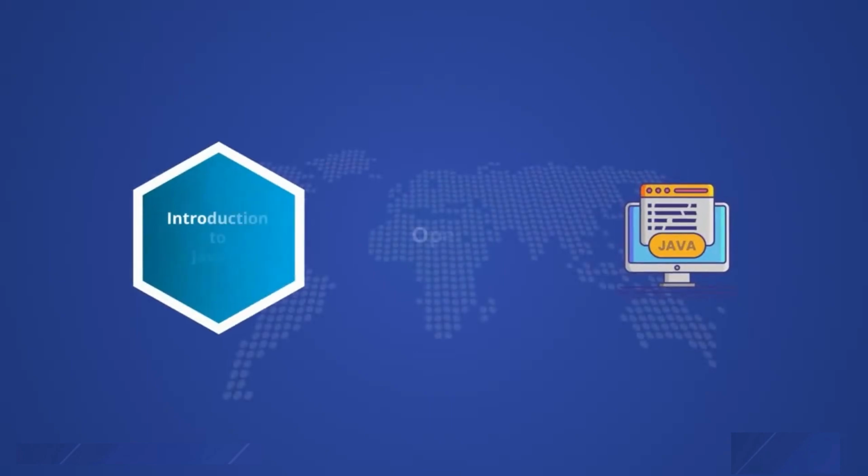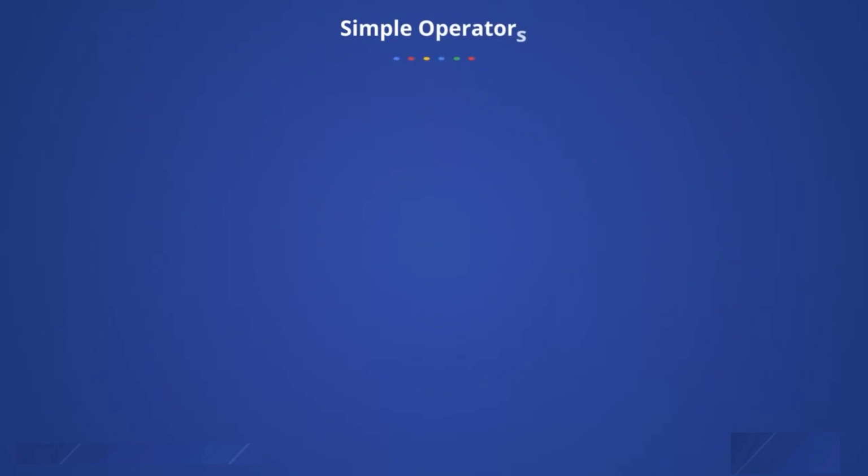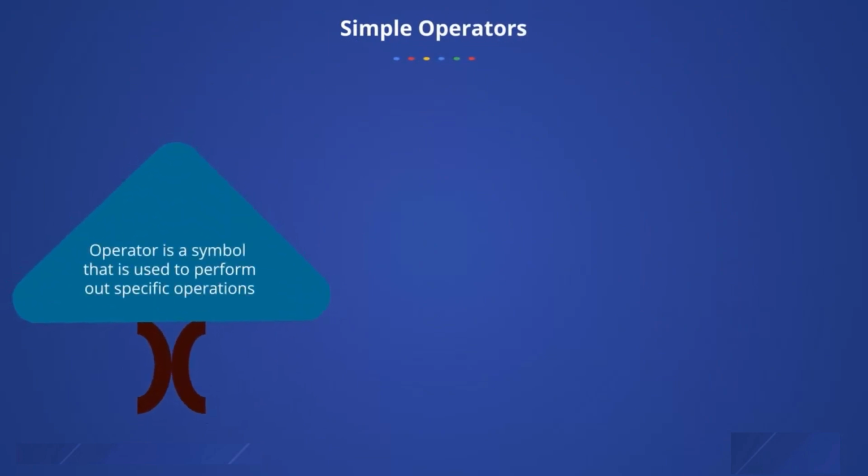Now, let's talk about operators. What exactly is an operator? An operator, I would say, is any symbol that performs a certain type of operation. That operation could be arithmetic in nature, it could be binary in nature, it doesn't matter. It performs some operation. Okay.